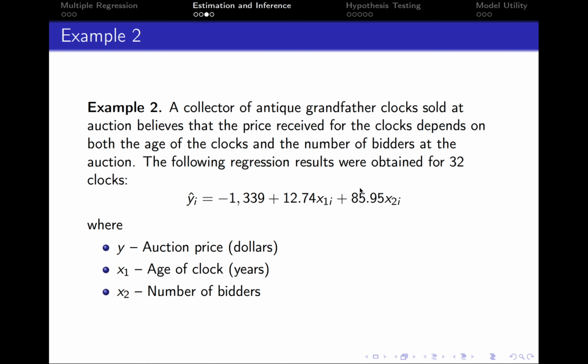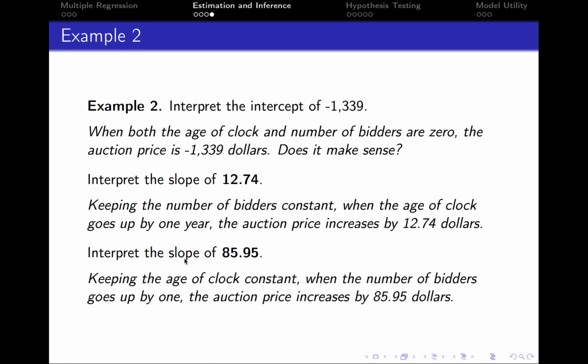And the interpretation of 85.95 would be the following. This time we keep the first variable constant, so we keep the age of clock constant. When the number of bidders goes up by 1, the auction price increases by $85.95.